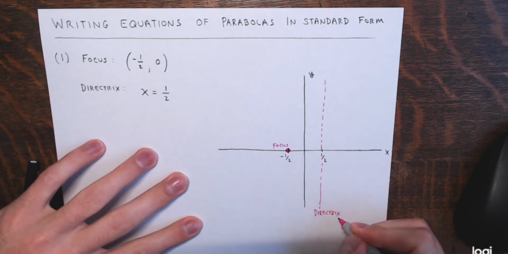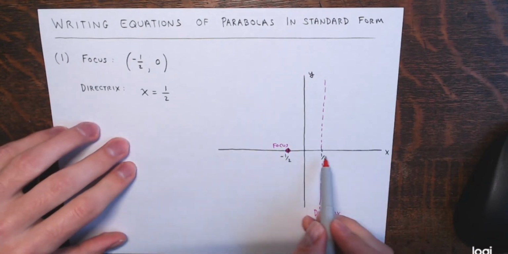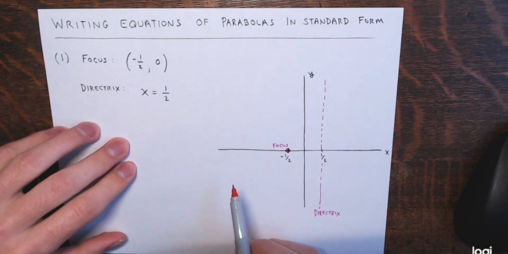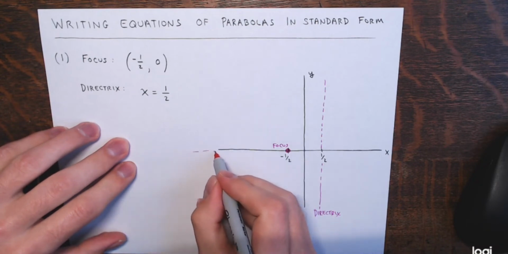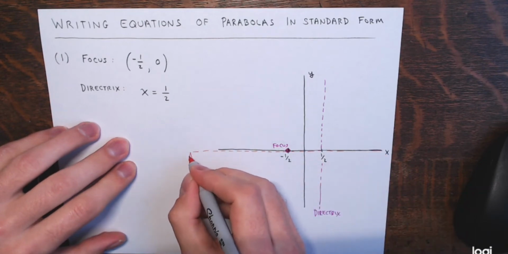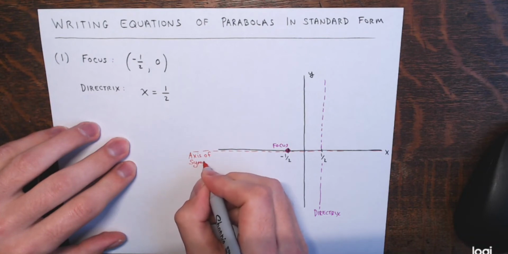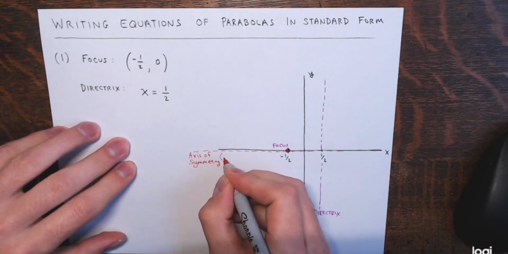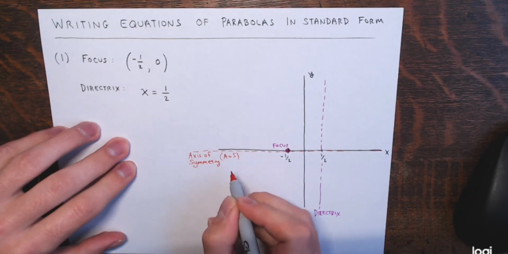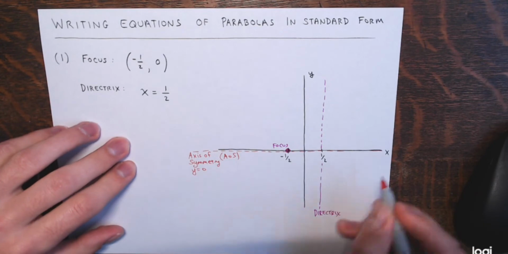Alright, so right away I can tell you what the axis of symmetry is going to be. The axis of symmetry is perpendicular to the directrix and contains the focus and vertex on it. So it looks like the axis of symmetry has to be the x-axis here. In the future I'm going to abbreviate axis of symmetry, like in other videos, as AOS. It is y equals 0, the x-axis.